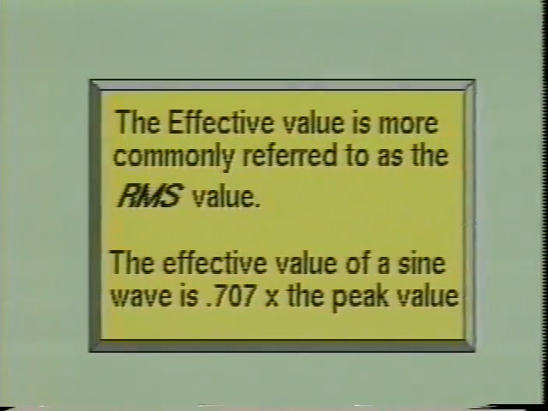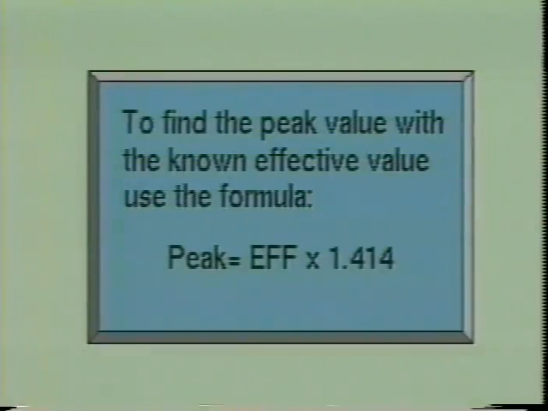The effective value of a sine wave is defined as that value which will produce the same heating effect in a resistor as would be produced by a given value of a direct current or voltage. The effective value of the sine wave can be thought of as the working value of the sine wave. The effective value of the sine wave is 0.707 times the peak value. If you know the effective value of a wave and you need to calculate the peak value, you simply multiply the effective value times 1.414.